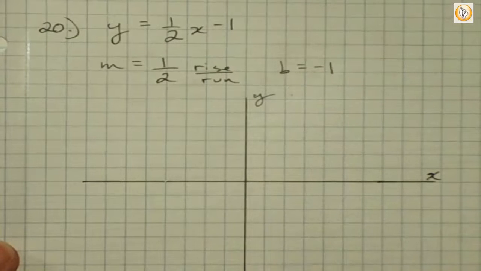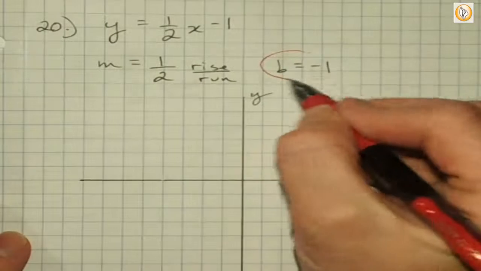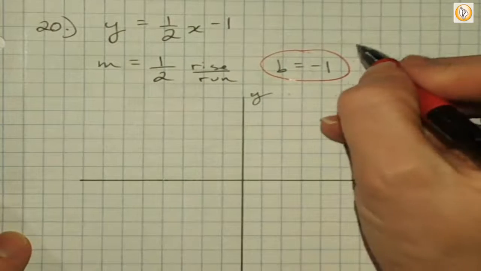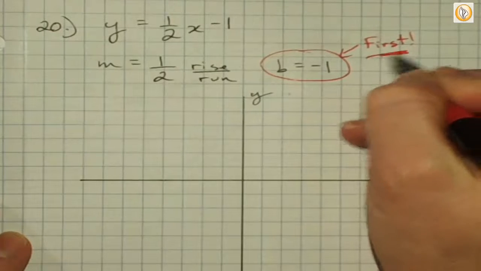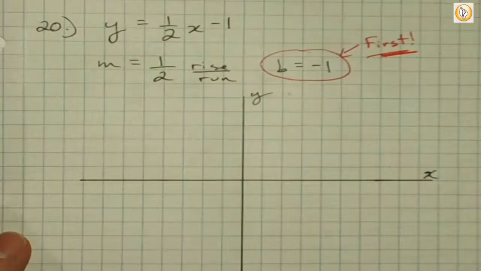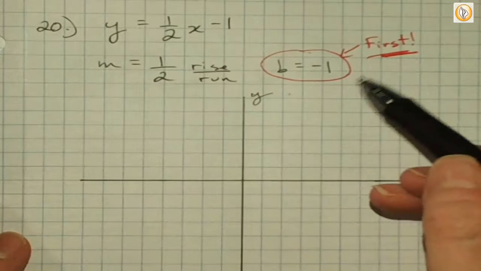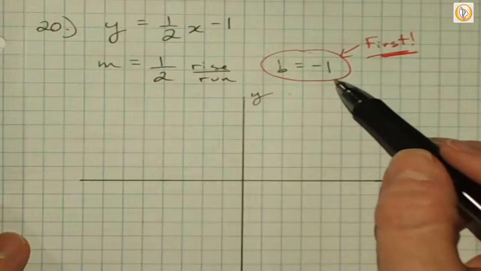Joseph, which one did I say you plot first on the graph? The 1/2. The y-intercept. The y-intercept. This right here is first, always. You plot that first. Do y'all all understand? That's the rule. The y-intercept is always first.